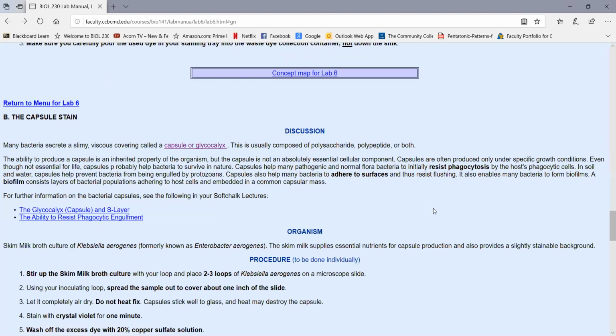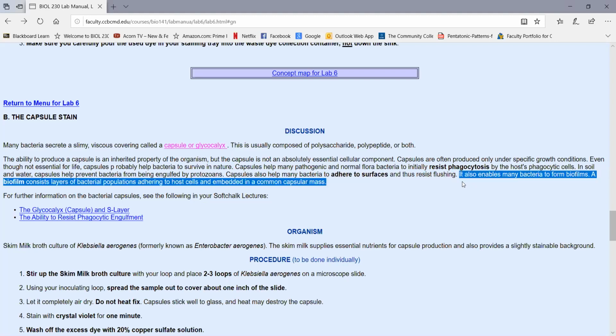And as we learned in lecture, capsules allow bacteria to resist phagocytosis by the host phagocytic cells. They also allow bacteria to adhere to surfaces to resist flushing. And of course, we also learned that many bacteria produce biofilms, a population of bacteria that are adhering to the host cell and embedded in a common capsular mass.